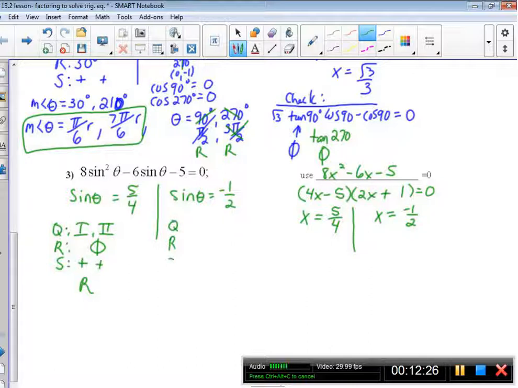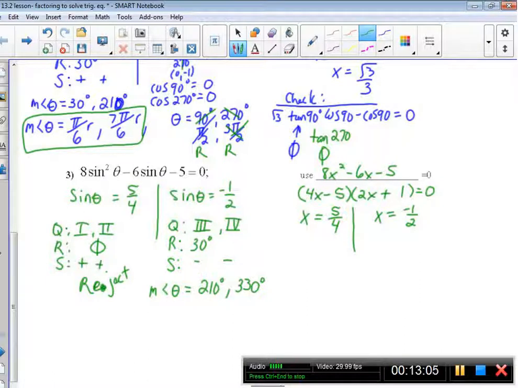So QRS, oops, I'm trying to spell reject here, not working out so well. All right, so then quadrants, where is sine negative? Because you see a negative 1/2. Quadrants 3 and 4, reference angle 30. Okay, so for this one, quadrant 3, I'm going to do the measure of angle theta is equal to 180 plus 30, 210. Quadrant 4, I'm doing 360 minus 30, which is 330. So those should be the two solutions.